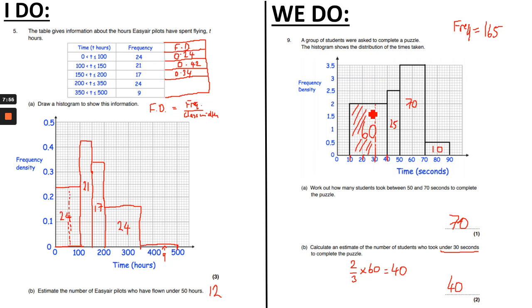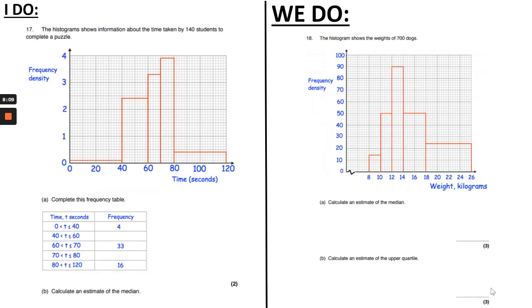Again, we're assuming that all of the groups of students in this example are spread out evenly. So we say, okay, well, we've gone 2/3 of the way into that group. So it's going to be 2/3 of the total number of students in that group, which in this example is 40. Okay, we're going to go through a couple more. So I'm going to do the one on the left. We'll do the one on the right.